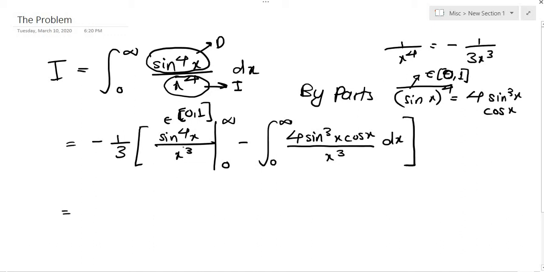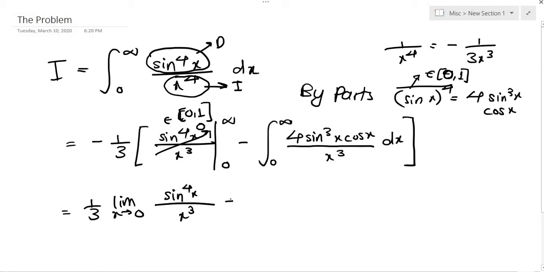So essentially we don't care about the numerator, we only care about the denominator. So as x tends to infinity, 1 over x cubed will tend to 0. Just like my last video. So if you need help in understanding this, please refer to my last video. So this will become 0 at infinity, and we have 1/3 times, when we plug in the lower bound, the limit as x tends to 0 of sine to the fourth of x divided by x cube. I'll do this in the next step.